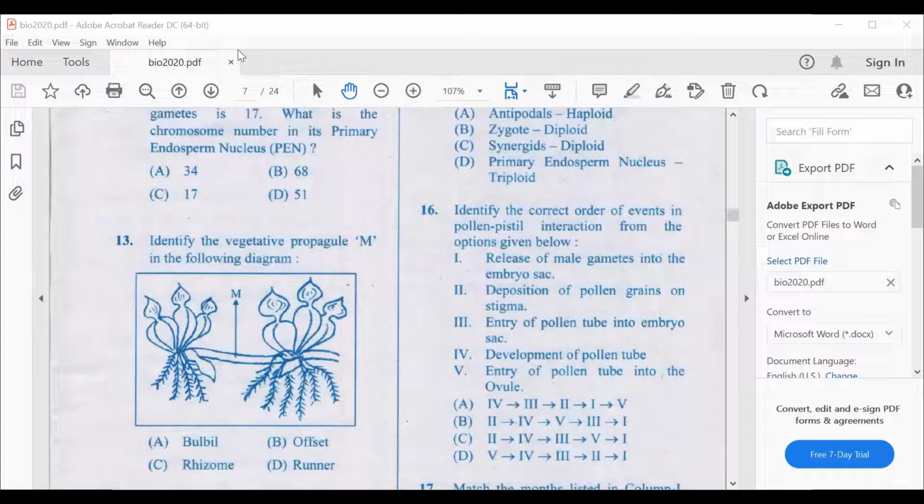So here the first statement is release of male gamete into embryo sac. The second statement is deposition of pollen grain on stigma. The third statement is entry of pollen tube into embryo sac. The fourth statement is development of pollen tube. The fifth statement is entry of pollen tube into the ovule. So out of these statements, you have to rearrange them in an order. So here, what is the answer? Please go through the options below and tell me what is the answer.